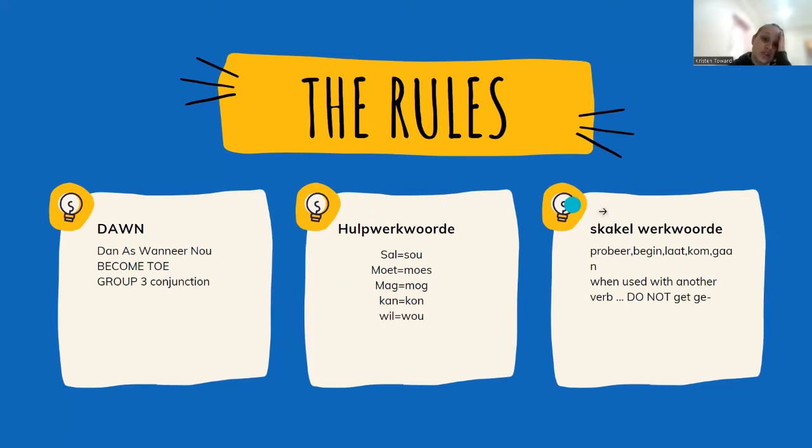The next three rules to look at for verlede tyd, your last three rules, start with dawn. Your dawn rule refers to the words dan, as, wanneer en nou. These four words become toe in the verlede tyd, and remember it is a group 3 conjunction, so it changes the word order.